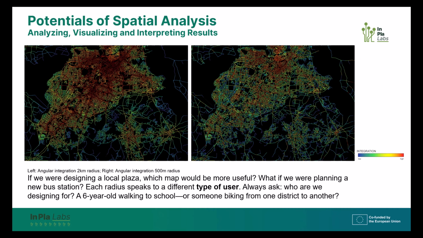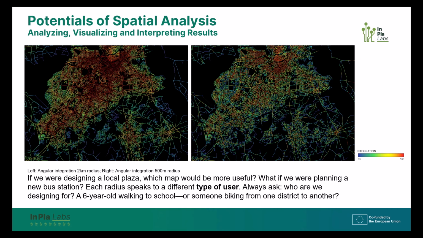Whereas, as mentioned, the 2 kilometer radius is showing us more global integration, longer range accessibility. So how well a segment connects to the wider city network. And this is useful for understanding urban scale movement patterns.